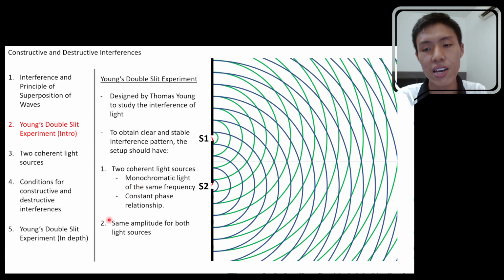The second requirement for you to have a clear and stable interference pattern is to have the same amplitude for both light sources. So these two light sources here should have the same brightness when they emerge out from these two slits. So yes, same amplitude, same brightness. That's the main idea. But now let's focus on the idea of two coherent light sources, and we are going to go through these two elements in greater detail.